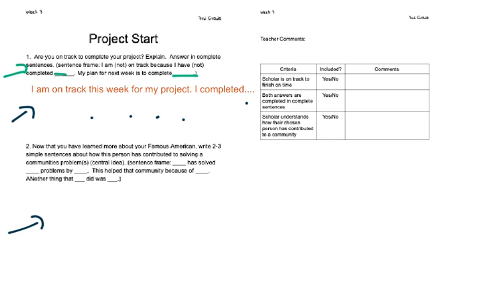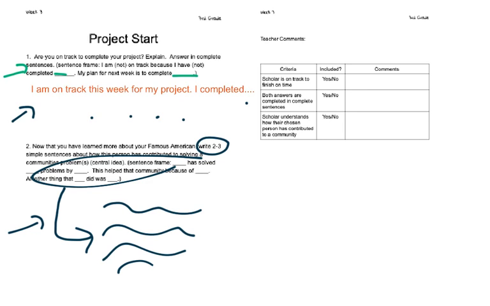Now that you've learned more about your famous American, write 2 to 3, that's it, simple sentences about how this person has contributed to solving a community's problem. So again, it gives you a sample sentence frame. If your scholar is going to choose that, they need to rewrite that sentence frame out here. And again, this is our criteria and how we will grade your scholar.